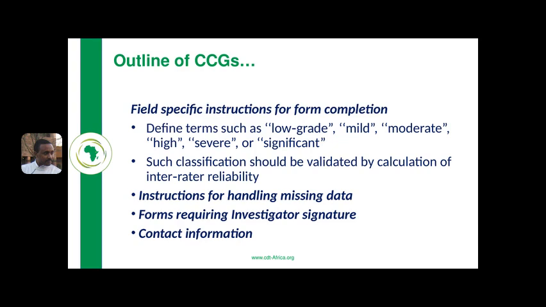And finally, contact information should be included in the guidelines just in case somebody has a question on the CRF completion guidelines.